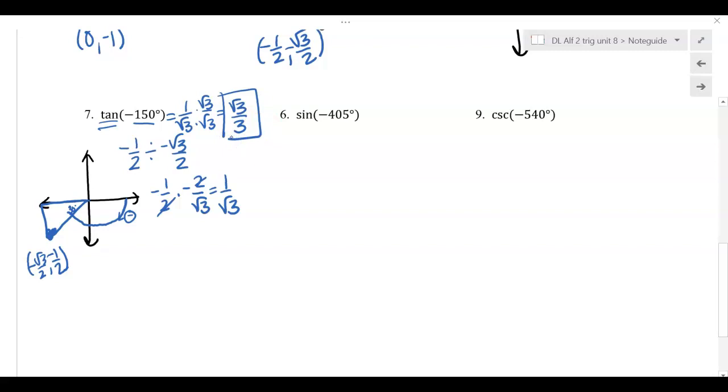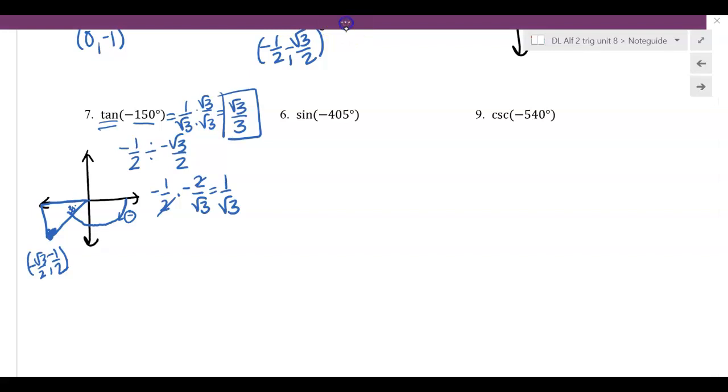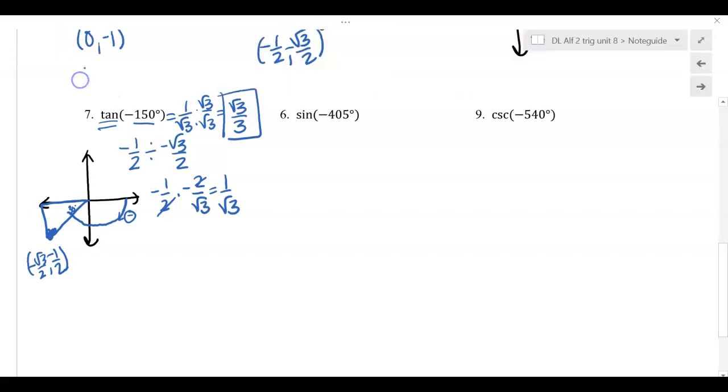So then I look at number 6, it has negative 405. So again, first recognize that 405 degrees is more than 360. Okay, so I'm going to think about what I have when I take 360 away from that.